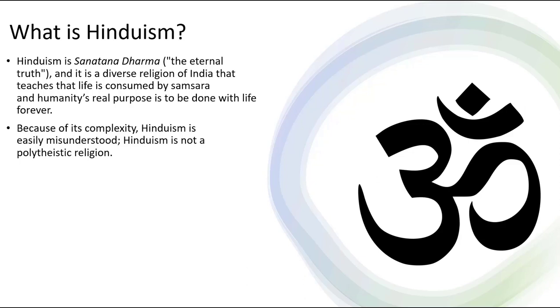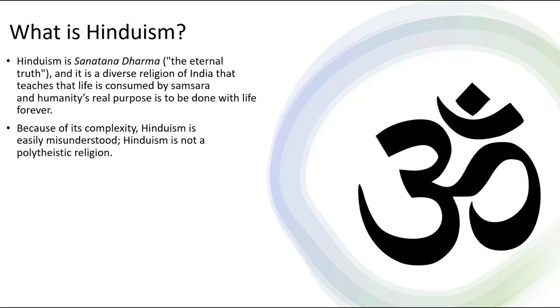As stated before, and I'm going to hit this point even harder here, because of its complexity, Hinduism is easily and often misunderstood. It gets labeled quite easily and quite often as just a simple polytheistic religion. If you remember from our first lecture, polytheistic comes from the Greek word poly, meaning many, and theos, meaning god. So many gods is a belief system that there are many gods and goddesses who interfere and interact with human endeavors and human history, and who also have somewhat human-like characteristics.